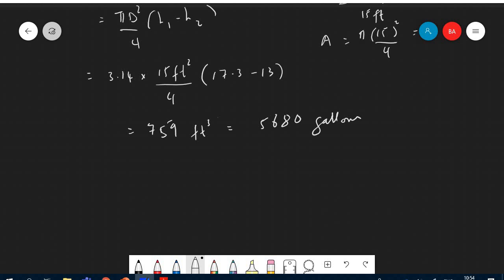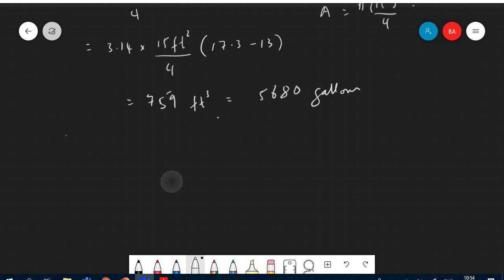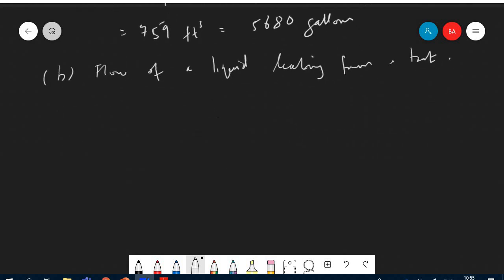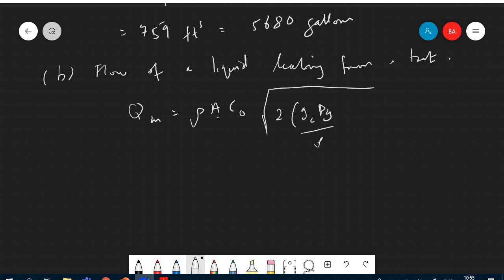Okay, so what do we have? We have the flow of a liquid through a tank, and based on that, if you have a flow of a liquid leaking from a tank, you're going to use the equation, which is Qm equal to rho A C naught multiplied by the square root of 2 (GC PG over rho plus G HL). Great. So what do we have here?